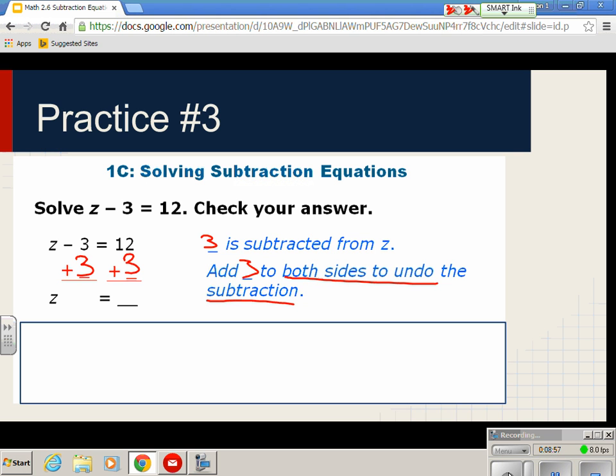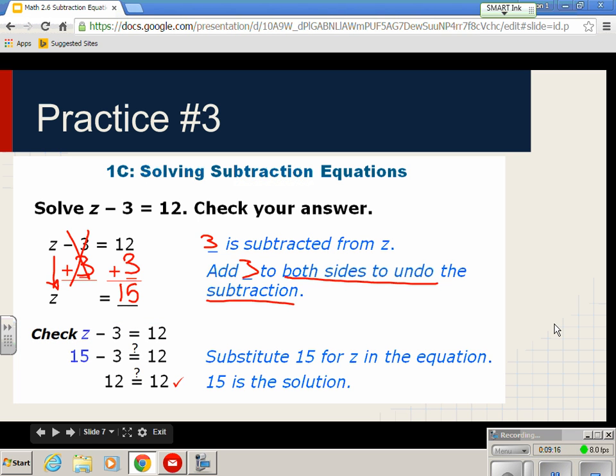Now, what does that do to the negative 3 plus 3? It's gone. And we just bring down the z. And then 12 plus 3 gives us 15. So z equals 15. And how do we check that? Put 15 back into the original problem of z minus 3, or 15 minus 3, and you should get 12. So, if you got that right, I want you to give yourself a pat on the back.